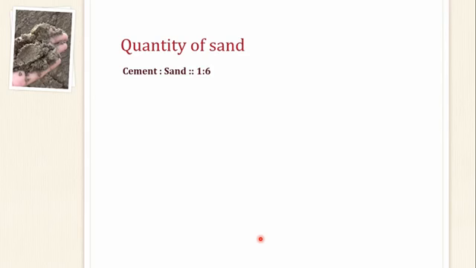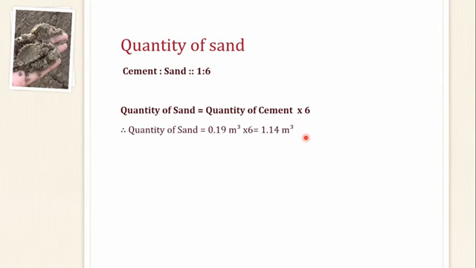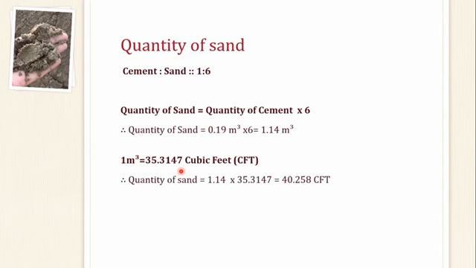Quantity of sand. Since we know that cement and sand are in the ratio of 1:6, multiply the quantity of cement with 6, then you will get the quantity of sand. So 0.19 multiplied by 6 equals 1.14 meter cube. And we know that 1 meter cube equals 35.3147 cubic feet. If you multiply 1.14 with 35.3147, then you will get the quantity of sand in cubic feet, which gives us 40.258 cubic feet.